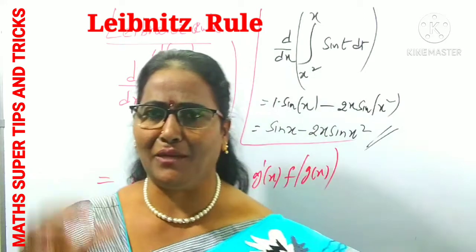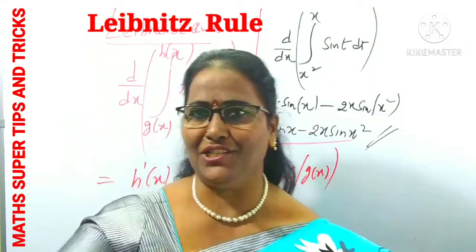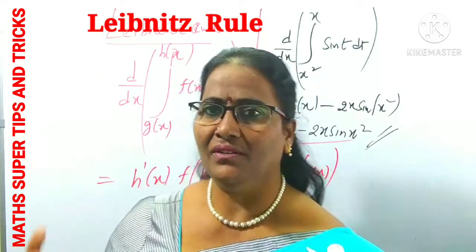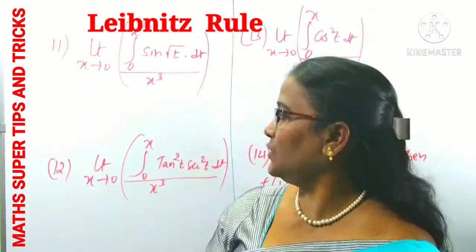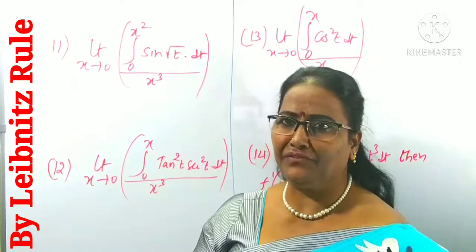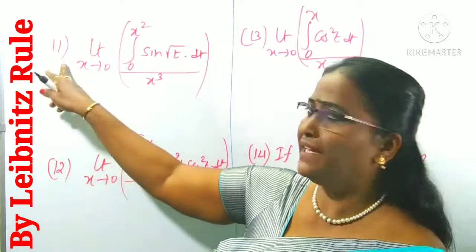You have to know what the Leibniz rule is and its application, how it is useful for various types of questions. We can move forward to some questions. Are you ready? Look at question numbers 11, 12, 13, 14. So what is given in the 11th question?